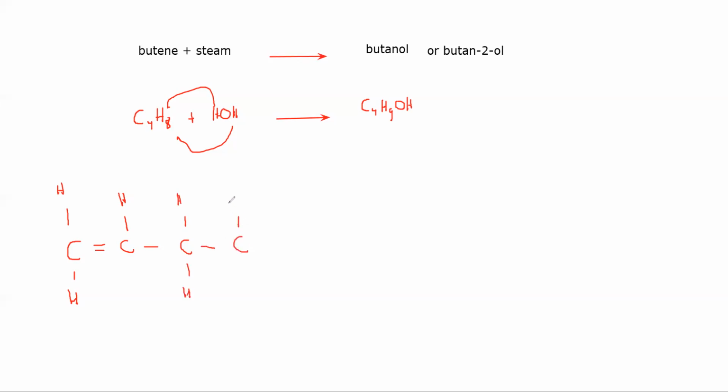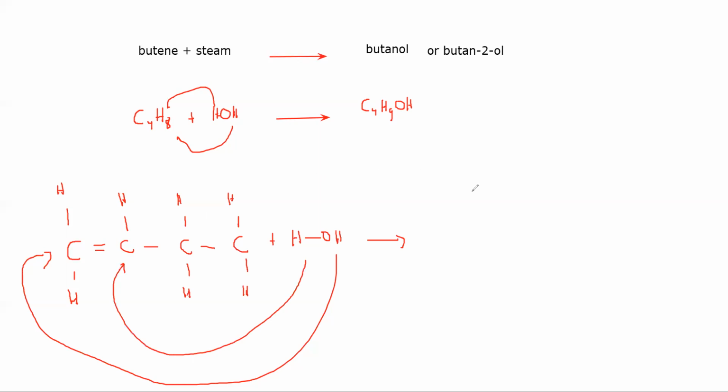So this is butene. It reacts with steam, HOH. So hydrogen can be added to the first carbon and OH can be added to the second carbon, or it can be the other way around. You can add OH to the first carbon and hydrogen to the second carbon. So the product will be CH2OH, CH2, CH2 and CH3. Is it clear? So this will become butane 1-ol. Why butane 1-ol? Because OH is attached to the first carbon.